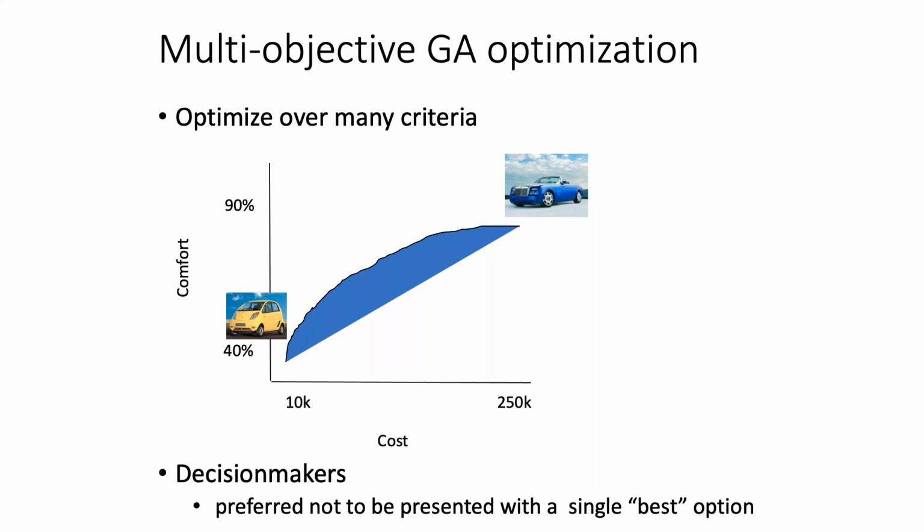So what I'm showing here is a Pareto front. On the x-axis, you have the cost of a vehicle. On the y-axis, you have the comfort level of that vehicle.